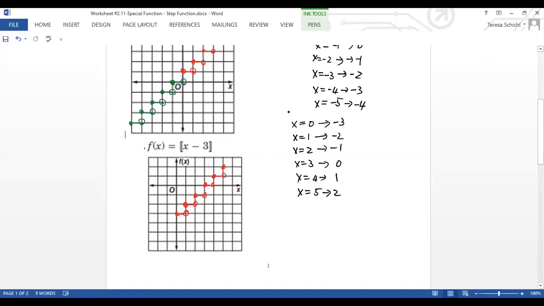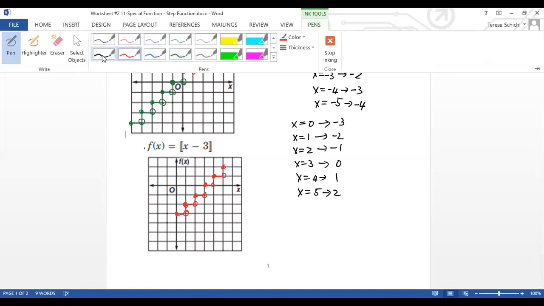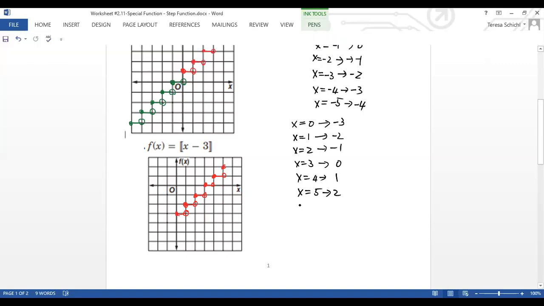Okay, now let's take a look at the left-hand side. So let's see x equal to negative 1. When x equal to negative 1, negative 1 minus 3 is what? Negative 4, right? Then x equal to negative 2. Negative 2 minus 3 is what? Negative 5. X equal to negative 3. The graph only gives us 3, so negative 3 is negative 6.